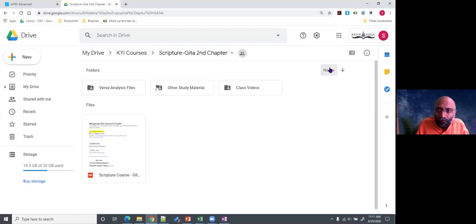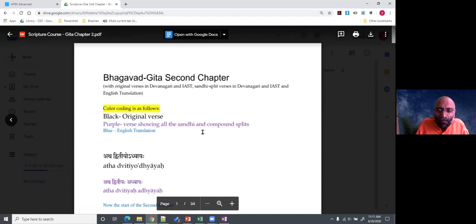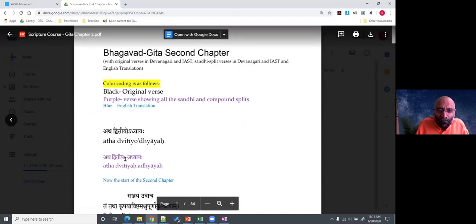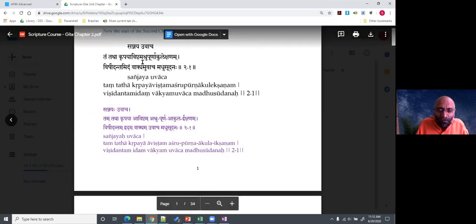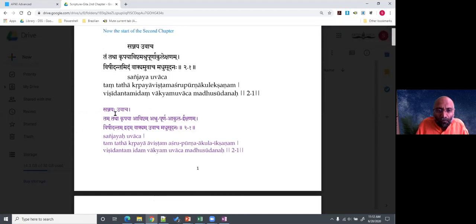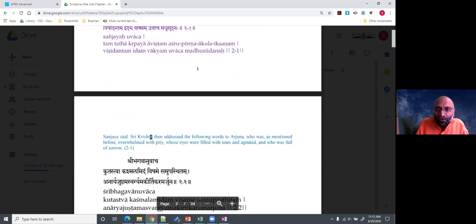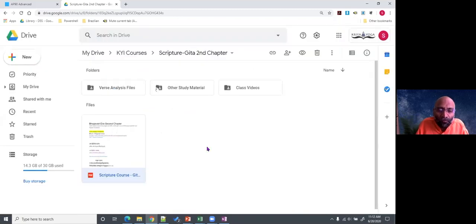And here, one thing is I have put a file here, Bhagavad-Gita 2nd chapter. And this file gives all the verses of 2nd chapter, three things: original verse in both Devanagari and Roman script, the split words, for every single verse their words are split, and the English translation. So you can download this, would be a very helpful resource for this course.